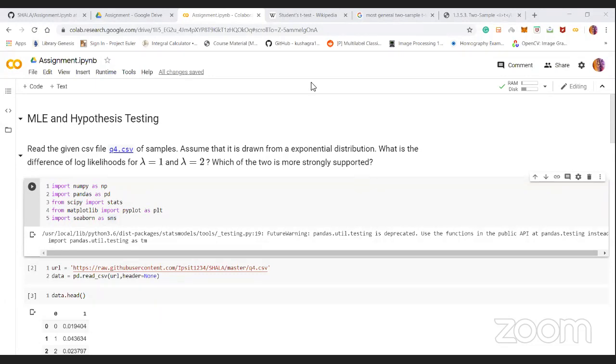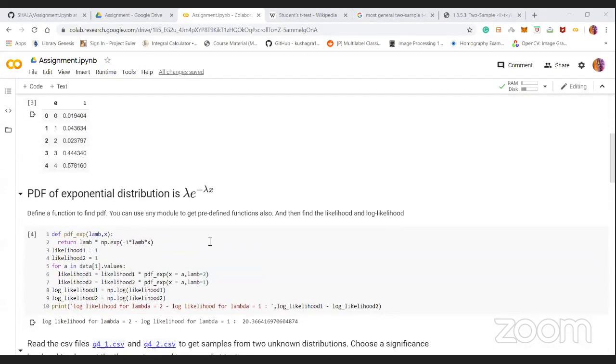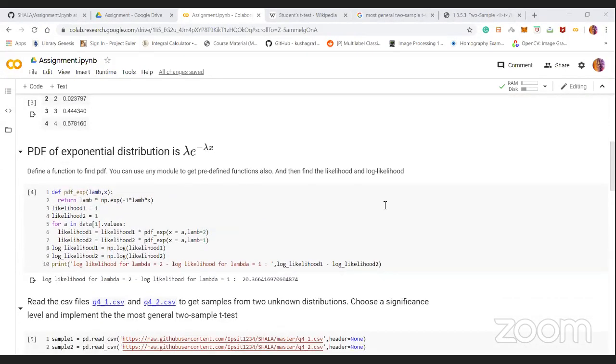This assignment consists of two questions. One is based on finding log likelihoods, and the other is based on the t-test that you have learned yesterday. Okay, so we have some questions.